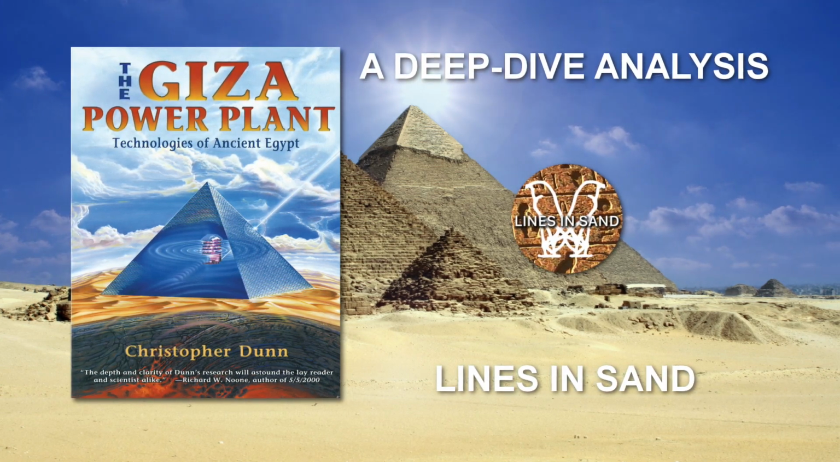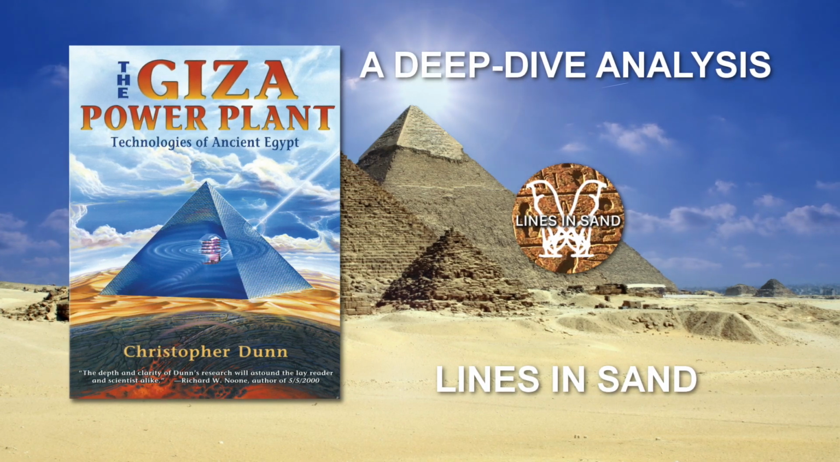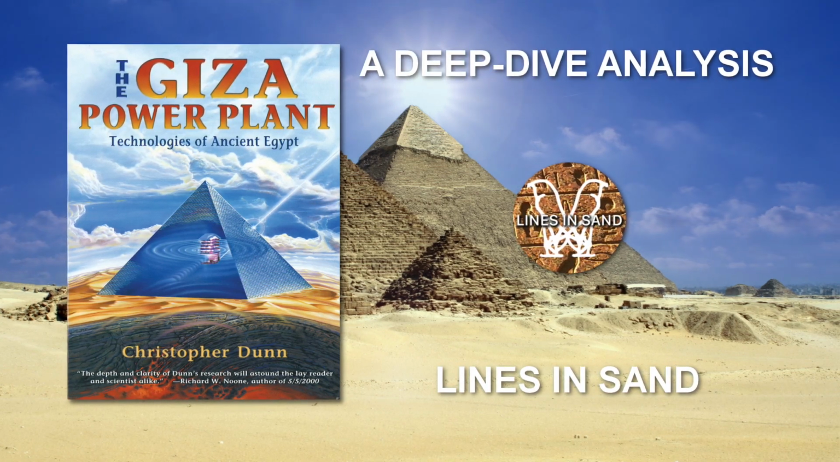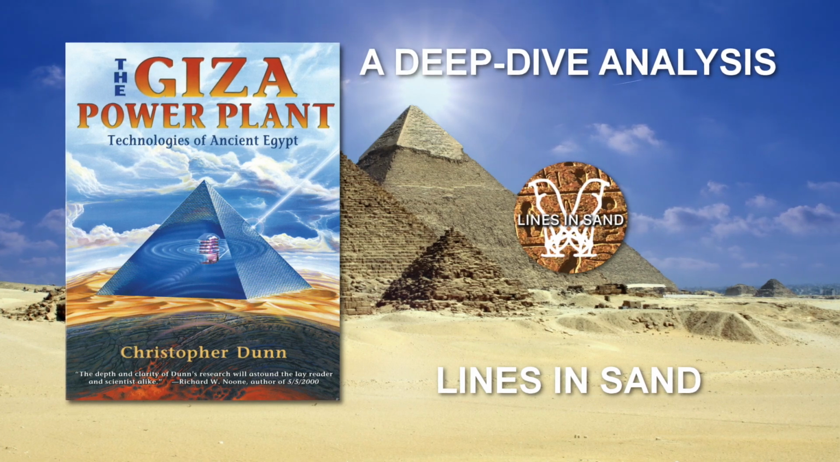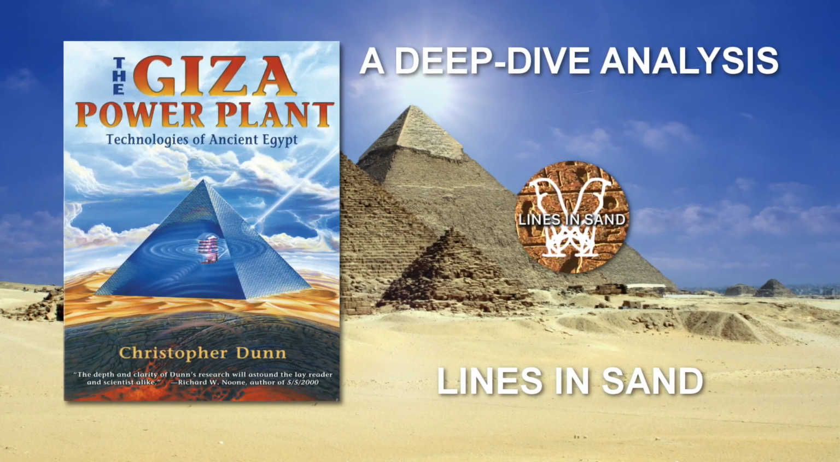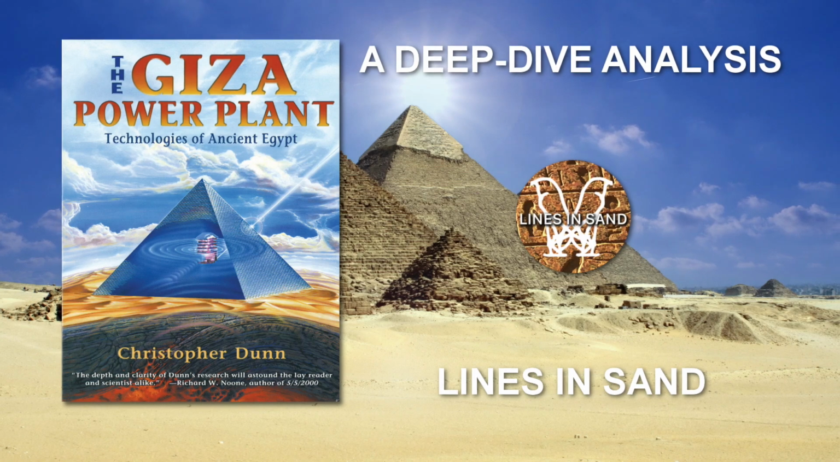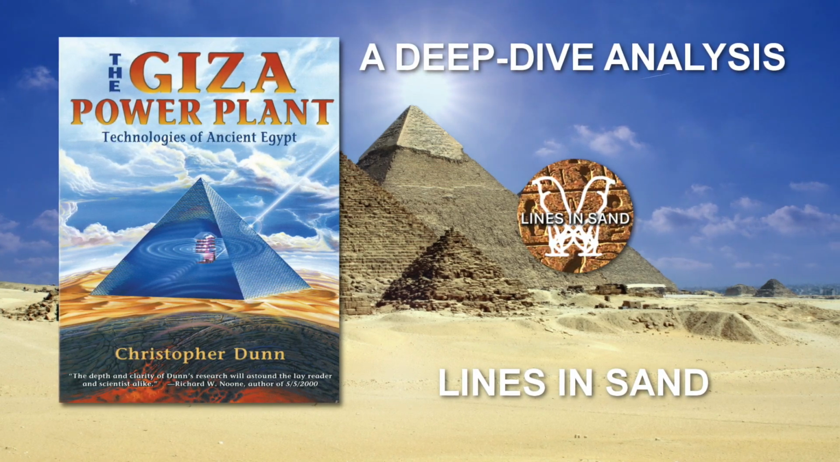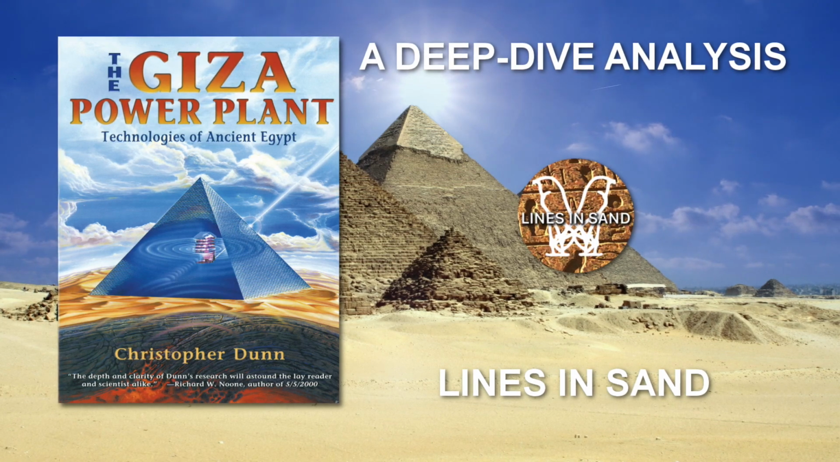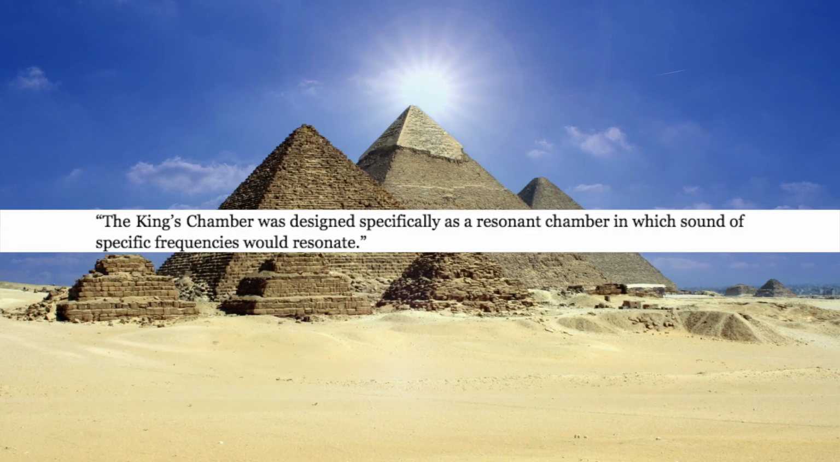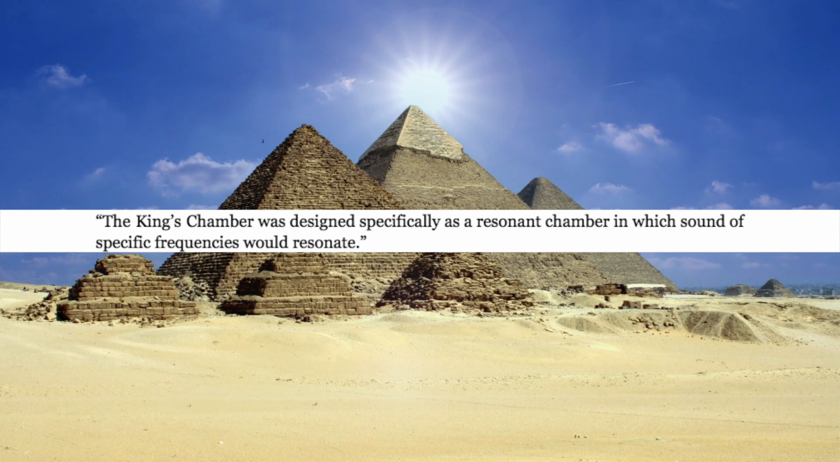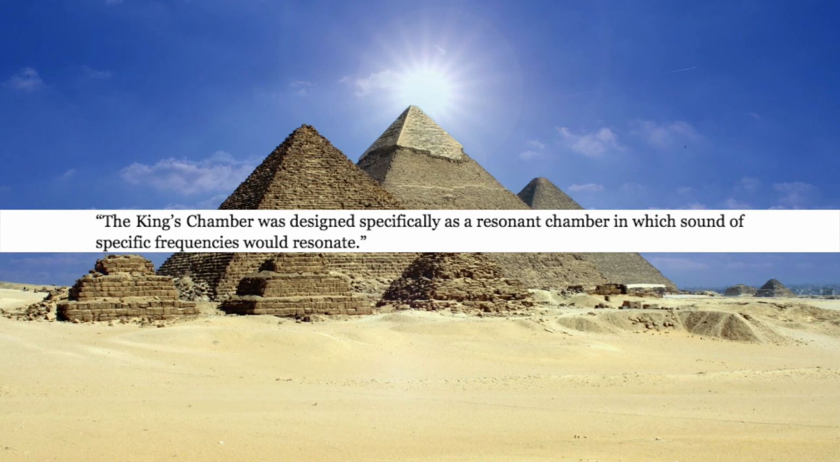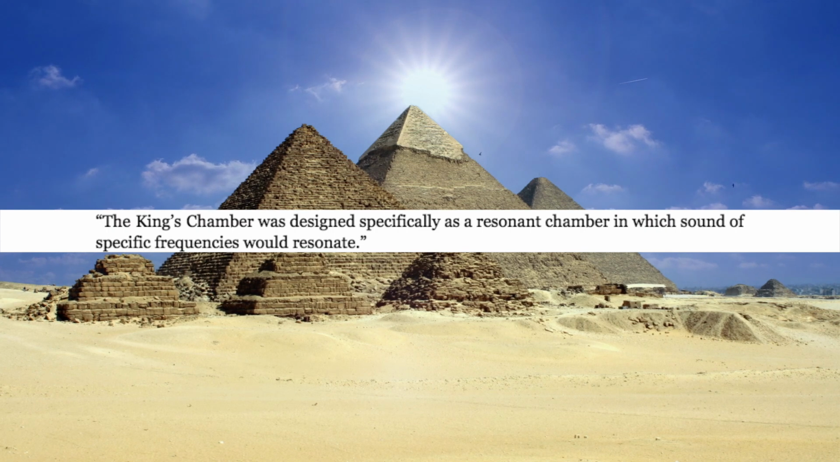Dunn also reported discovering strange acoustic phenomena during one of his trips to the King's Chamber. Dunn had a discussion with Stephen Mailer, the director of research at the Kinnaman Foundation, and was put in touch with Robert Vorter, another acoustics engineer. After analysing some tape of a recording from inside the King's Chamber, Vorter claimed that, quote, "The King's Chamber was designed specifically as a resonant chamber in which sound of specific frequencies would resonate."